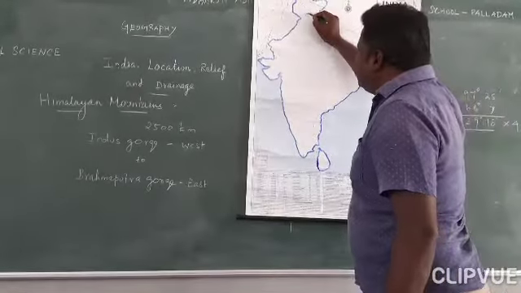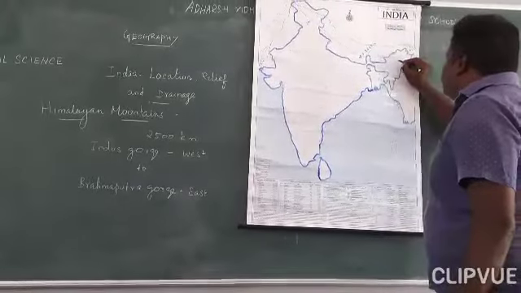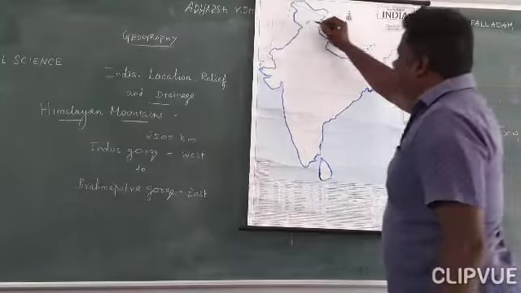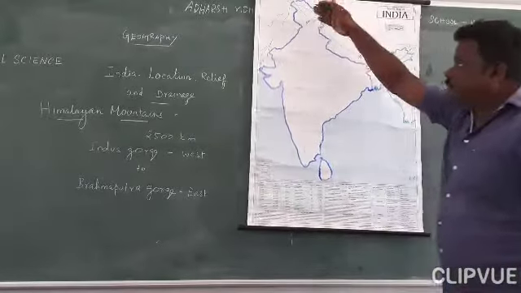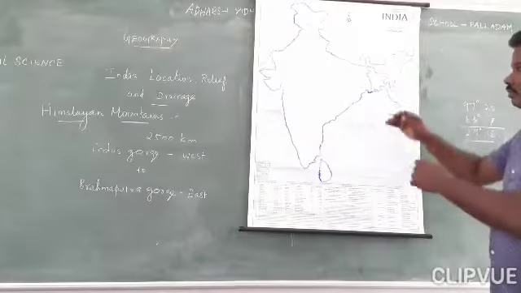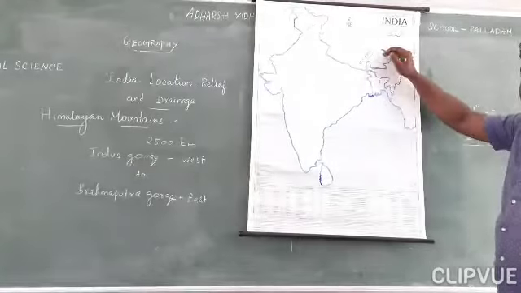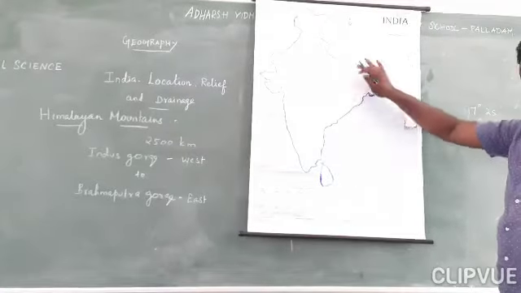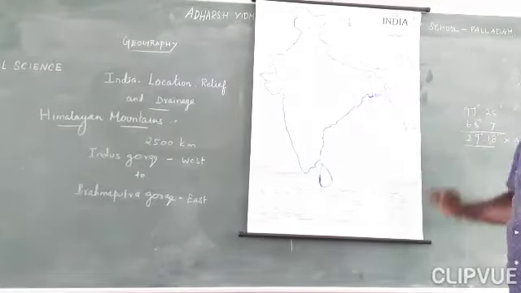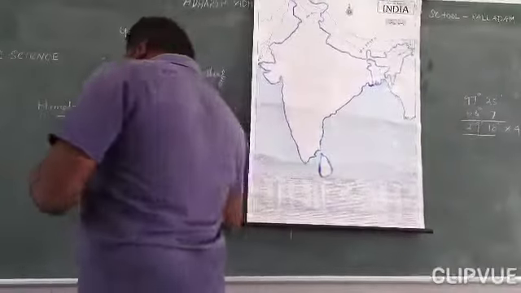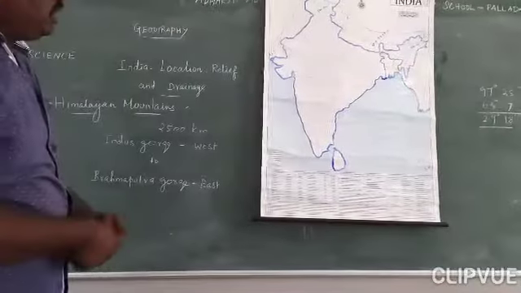You see the total area, 500 to 200 kilometers of difference we can see from west to east of the Himalayas. Some different heights and different types of ranges also we can find in the Himalayan ranges.